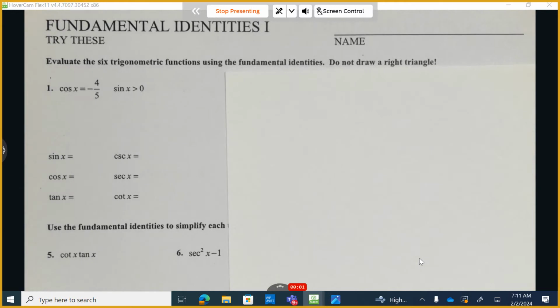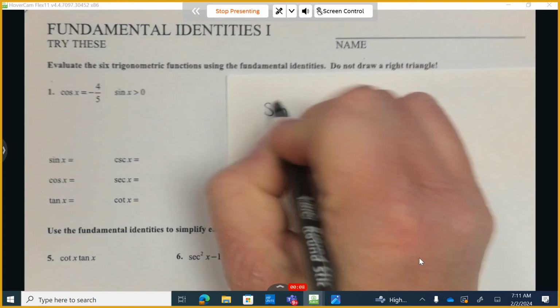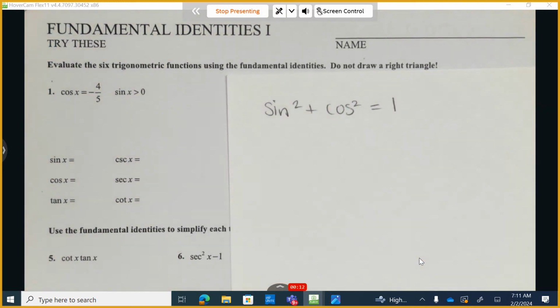Trigonometric functions using fundamental identities. Do not draw the right triangle. So I'm going to start by writing down sine squared plus cosine squared equals 1.